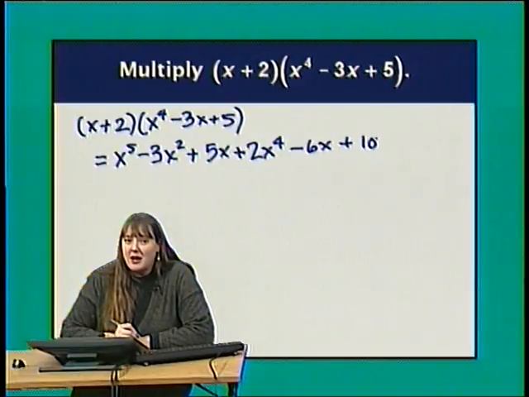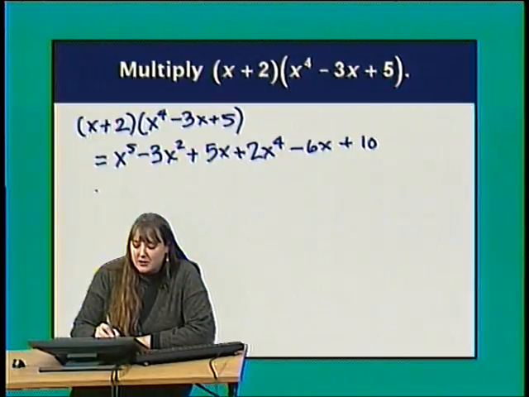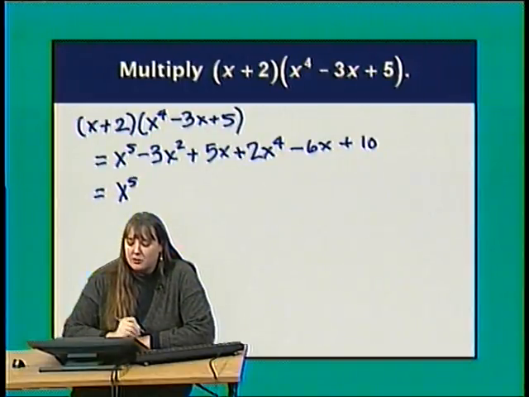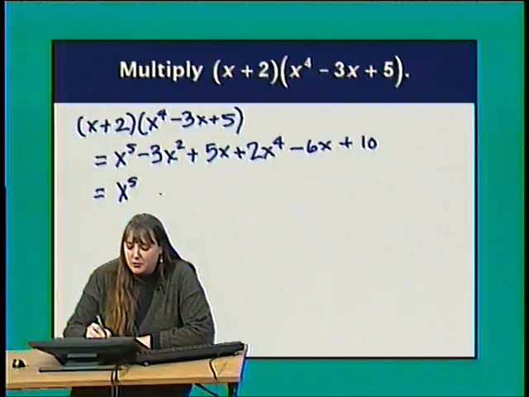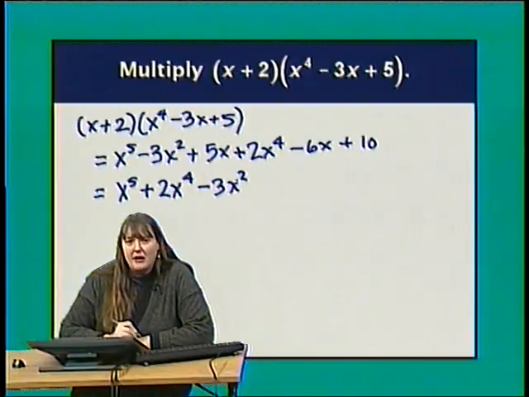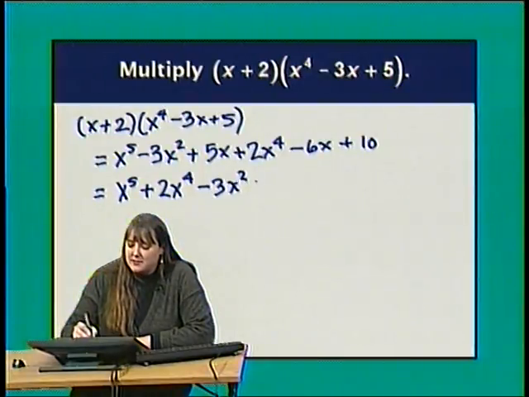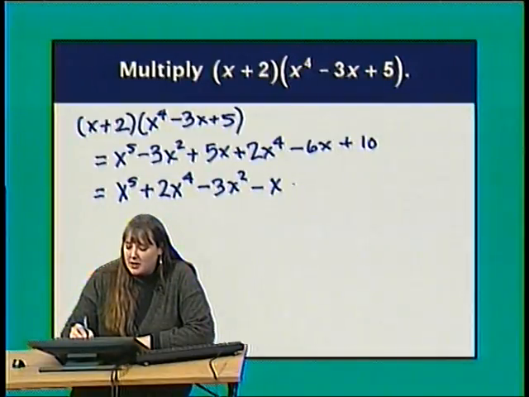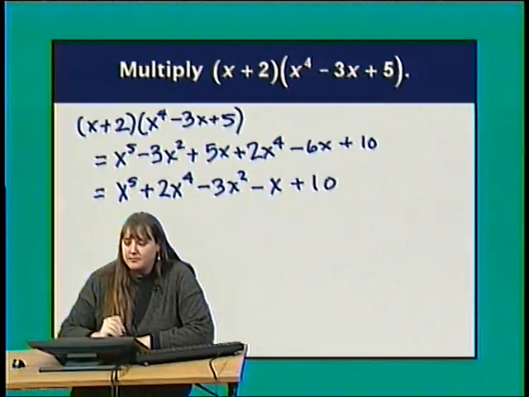I'm going to start with my highest degree terms. It looks like I just have one 5th degree term, x to the 5th. So now I'll look for 4th degree terms. I have 2x to the 4th. I don't see any 3rd degree terms. I have just the one 2nd degree term, negative 3x squared. I have two 1st degree terms, 5x and negative 6x, which add up to negative 1x, which we simply write as negative x. And then just the one constant, plus 10.